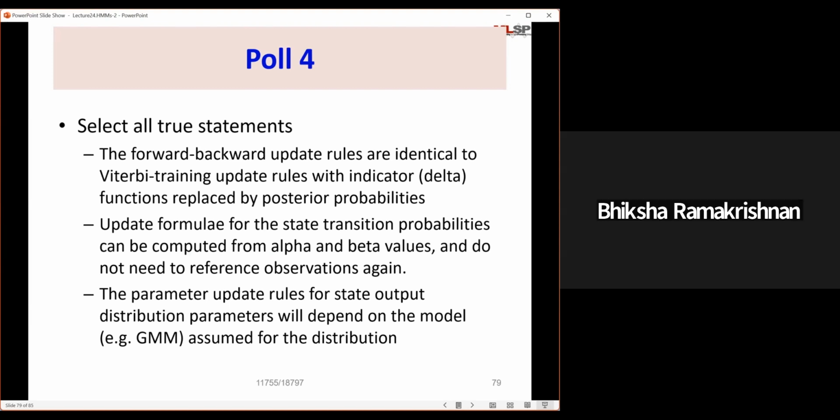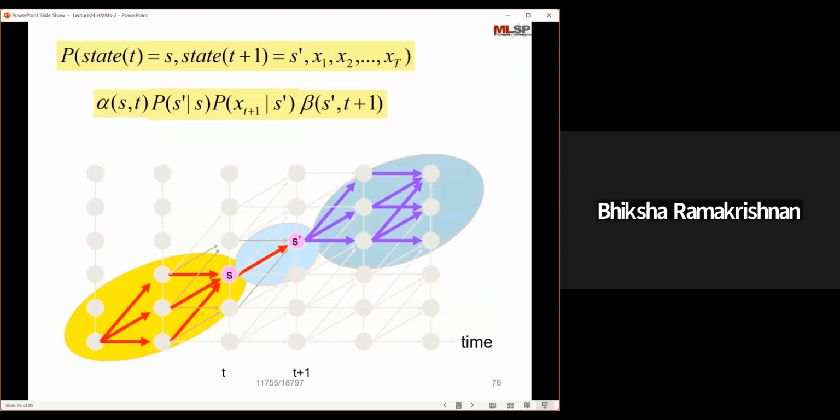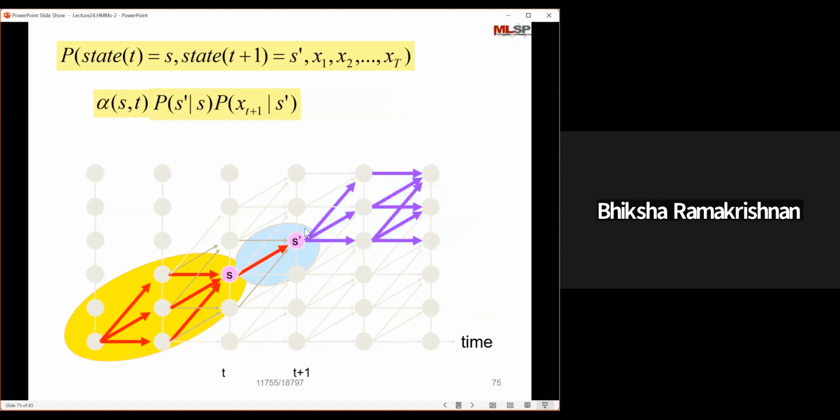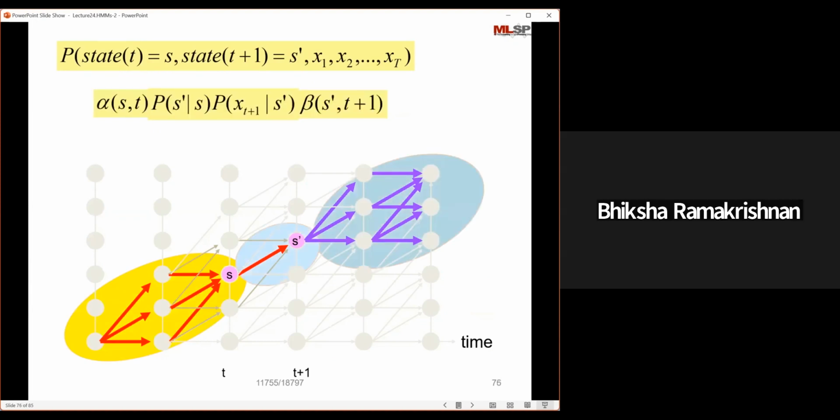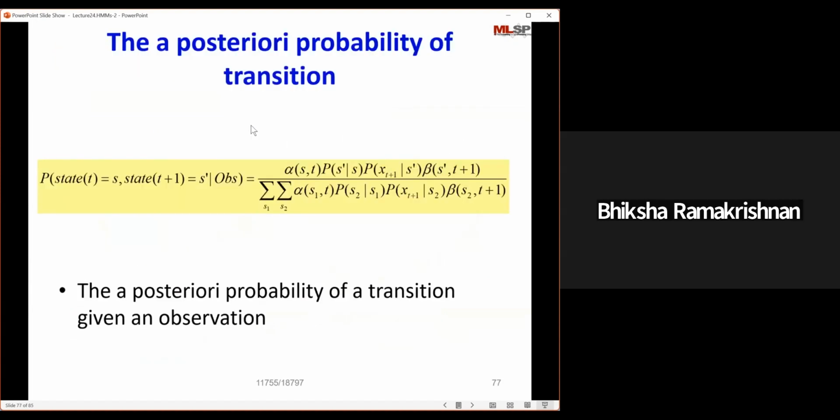And now the update formulae for the state transition probabilities can be computed from alpha and beta values, but do not need to reference observations again. Would this be true? For this, you'd have to go back to this formula, and you can see that just having alphas and betas is not sufficient. At this time instant, you also need the observation probability, right? This guy. So the second one is false.